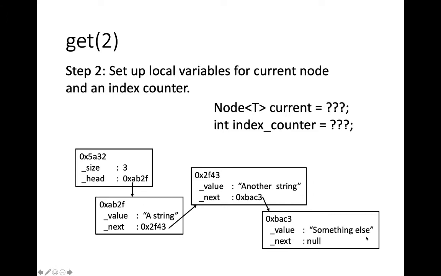So let's put our thinking caps on here. We need a new local variable to start walking the chain, and an index counter for the beginning of the chain. Presumably this is the code inside of get. What are the appropriate values for current and index counter? I'm going to give you a second to think about it. Feel free to talk to your neighbor, and then we'll come back and see if we have any reasonable answers.